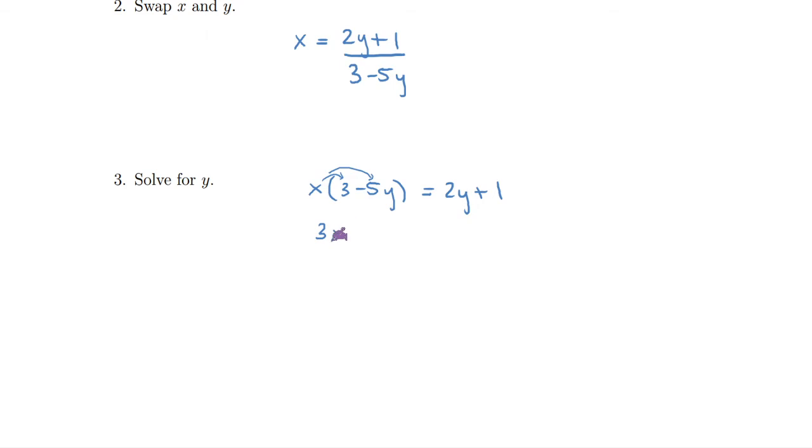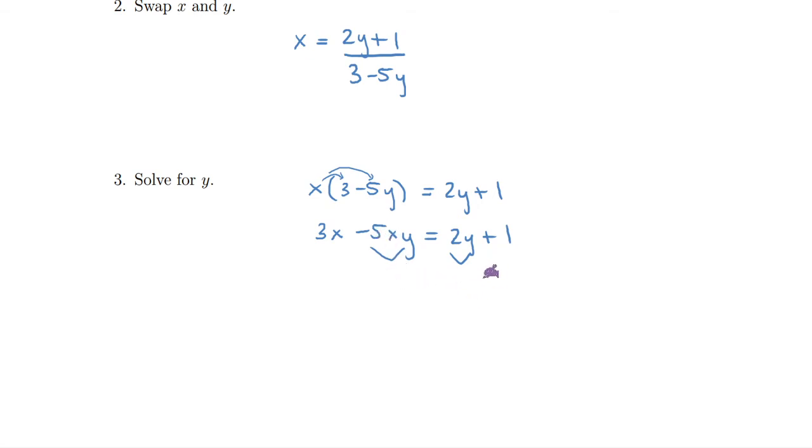Okay, so we have 3x minus 5xy equals 2y plus 1. And then the next step, what you try to do is bring all the y's to one side of this. It doesn't matter which side you bring the y's to. You could always bring them to the left or always to the right. Notice that these two terms have y's in them, so let's bring them to one side.